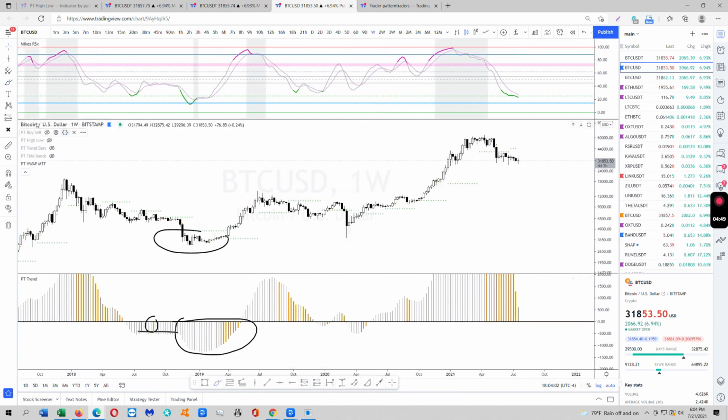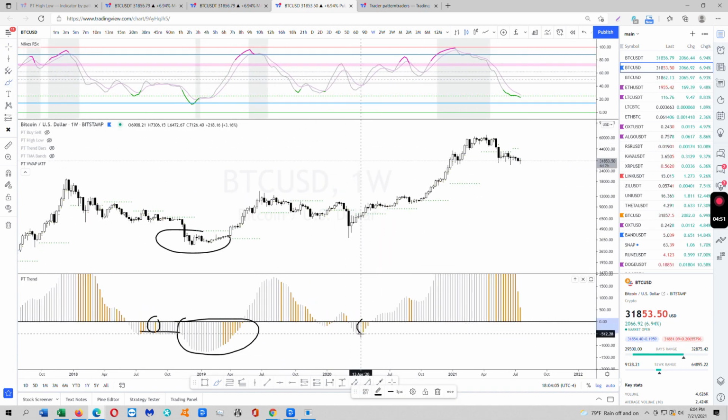For example, over here we got our first orange bar down here. The second one was smaller, and the third one was even smaller. That's how you know the momentum is shifting away from the downside.